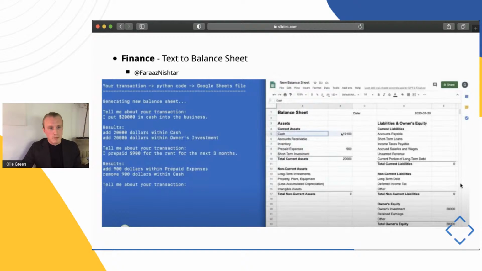And then, if we've been to accounting or done an accounting course, we know that we need to add it to the owner's investment of $20,000. And the next thing, "Tell me about a transaction where we prepaid $900 for the rent for the next 3 months." It basically puts $900 in prepaid expenses and then removes $900 within cash.